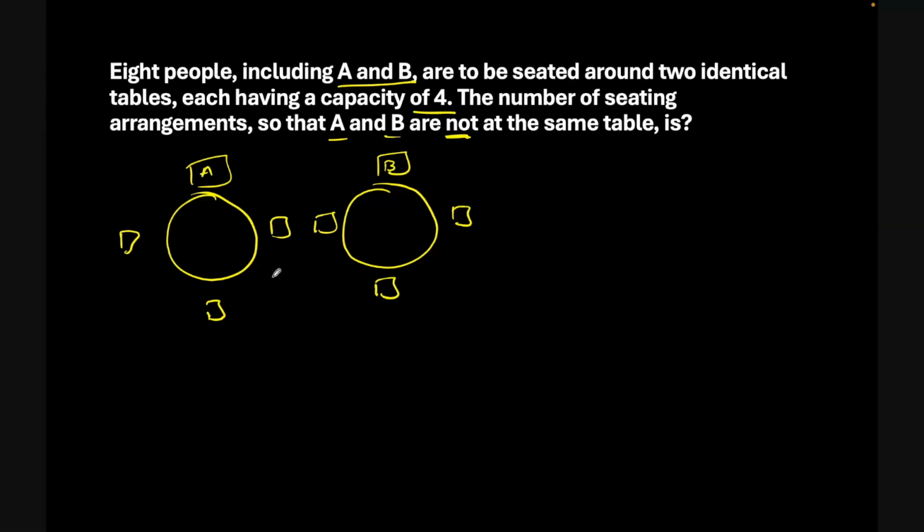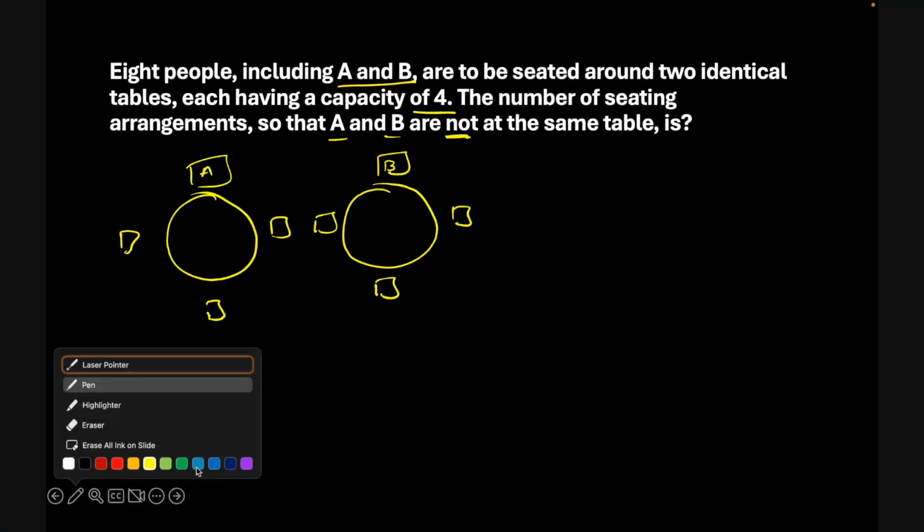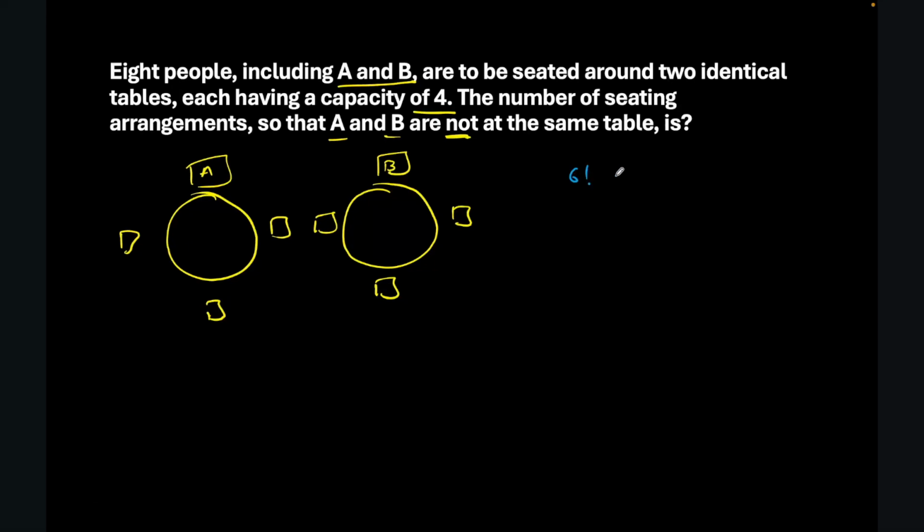Is it going to be 3 factorial times 3 factorial? Is it going to be 2 factorial times 2 factorial? Or is it going to be 6 factorial? Well, I'll tell you the answer first, then I'm going to reason through it. The answer is going to be 6 factorial ways. Why? Because we have 6 empty slots. Now I'll tell you why.